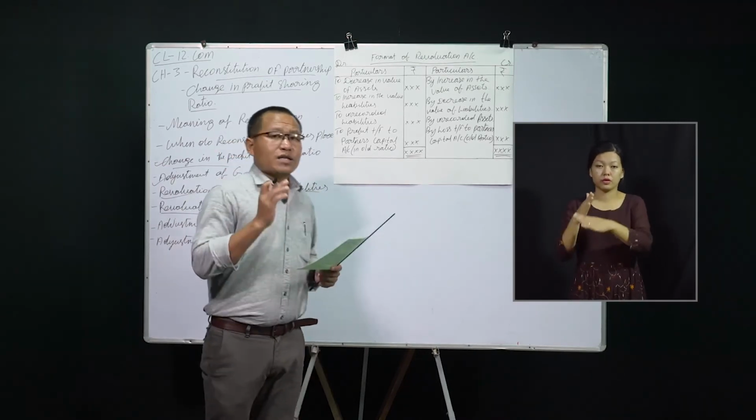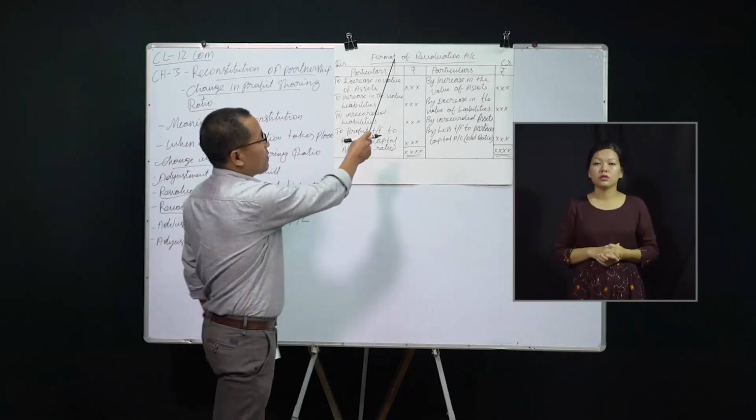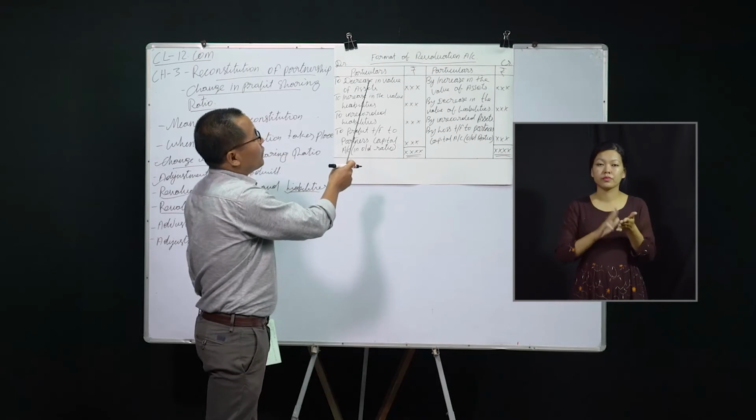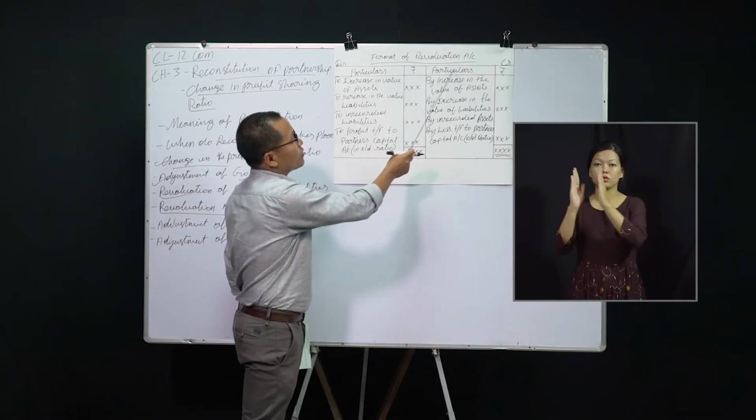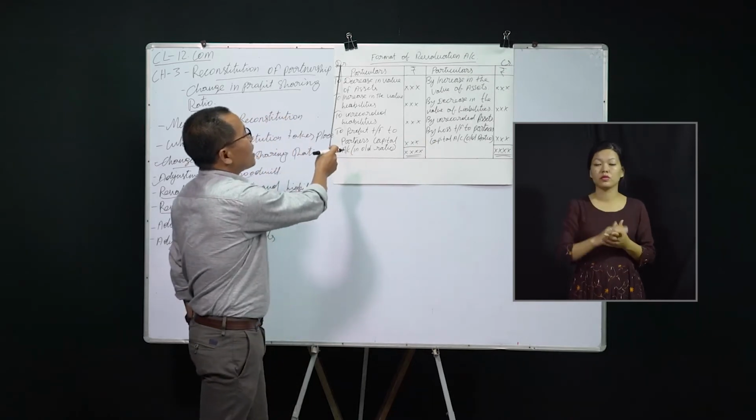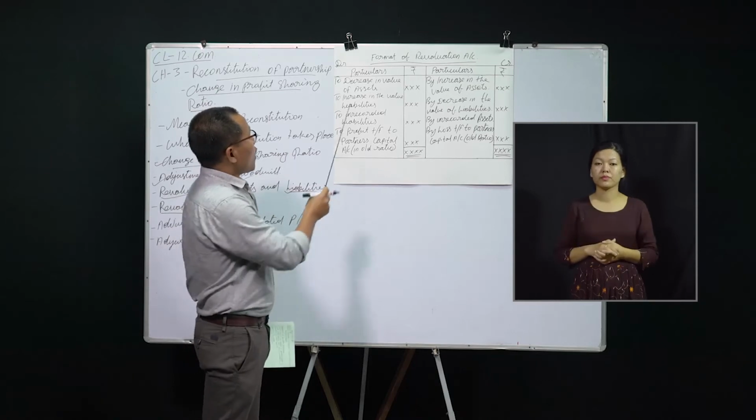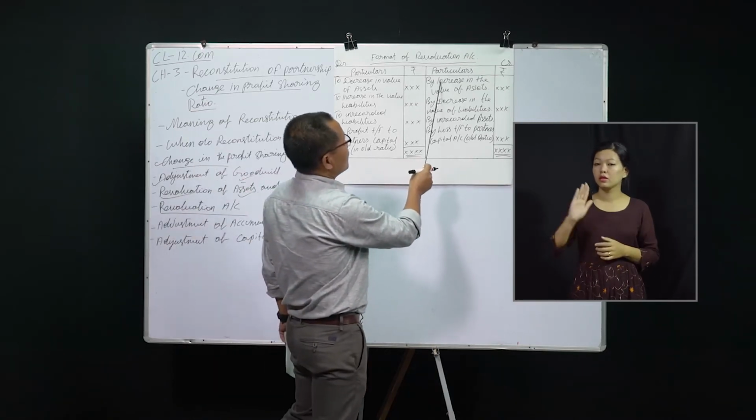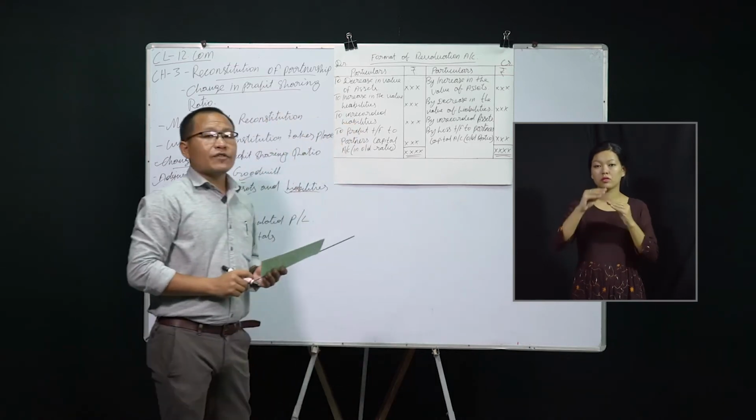So, this is how the revaluation account is prepared. The format is given here. We have four columns: particulars, rupees, and debit and credit. On the credit side, we have "By increase in the value of assets."